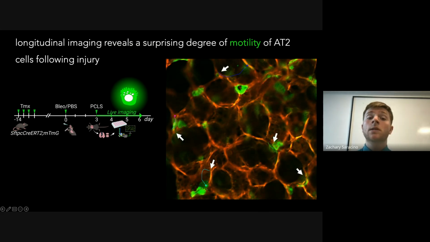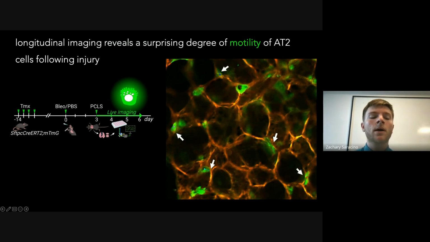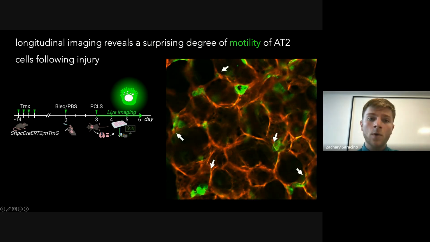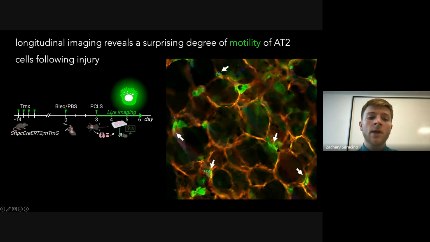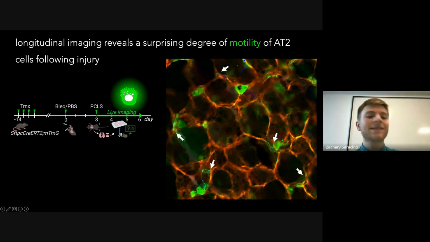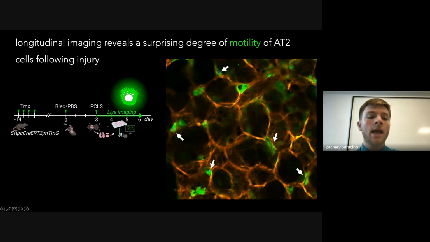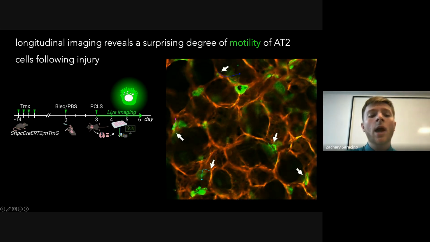We use a tamoxifen-based system. So we inject our mouse with 1 dose of tamoxifen a day for 4 consecutive days. Then we wait 2 weeks. And then at that 2-week time point, which we now call day 0, we injure the mouse with, in this case, bleomycin administered intratracheally, as well as the control PBS. We then wait 3 more days. And then once we reach day 3, we sacrifice the mouse, harvest the lung, and generate the PCLS. And then from that time point on, we can image as long as we need. Next slide.